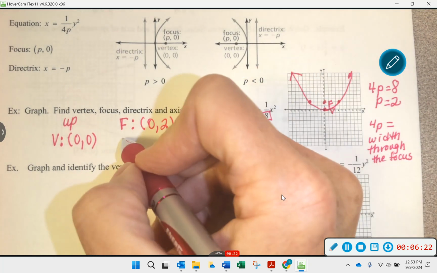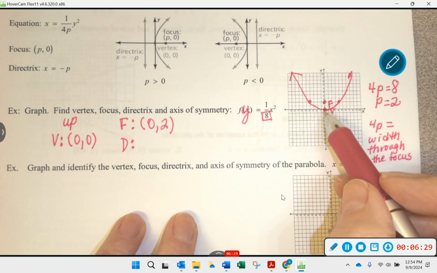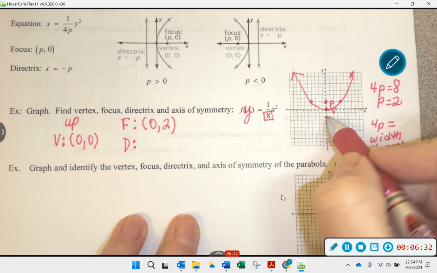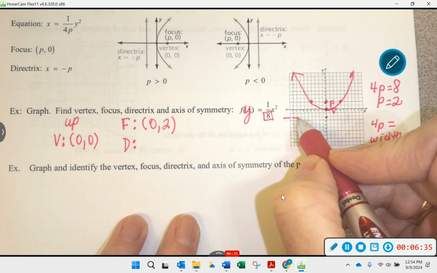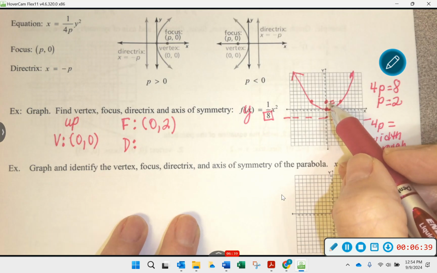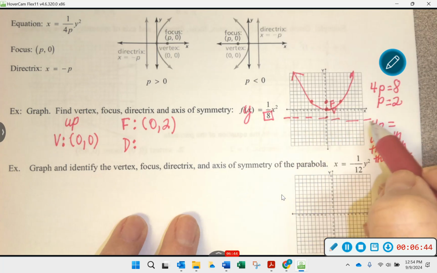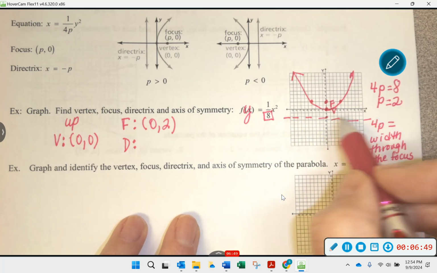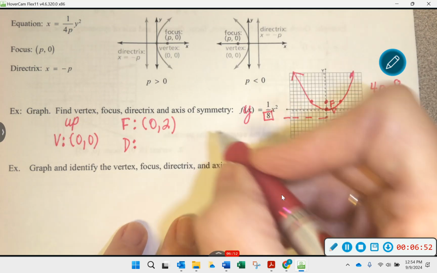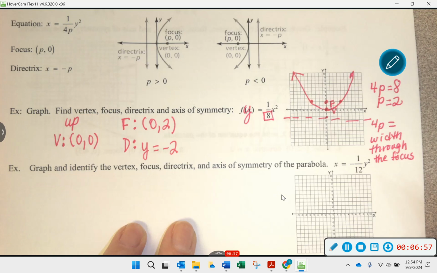The directrix. That's always going to be a line that's p units outside of the vertex. So if I went up 2 for the focus, I have to go down 2 for the directrix. And it's going to be this line right here. The focus is inside the parabola. The directrix is outside of the parabola. Never touches it. What's the equation of that line? Y equals -2. That's going to be the directrix equation.